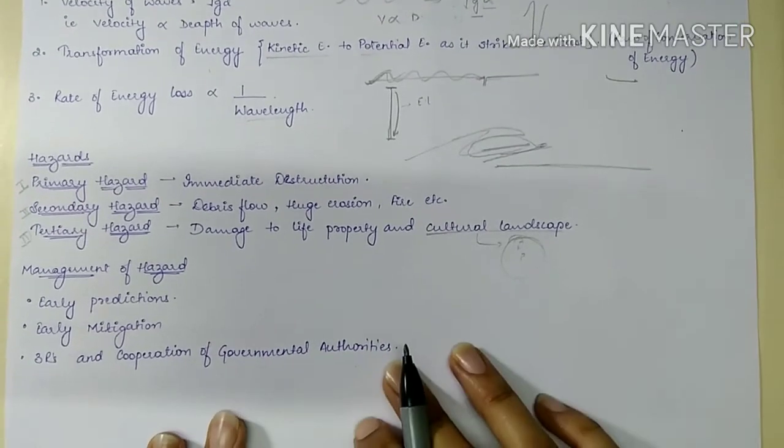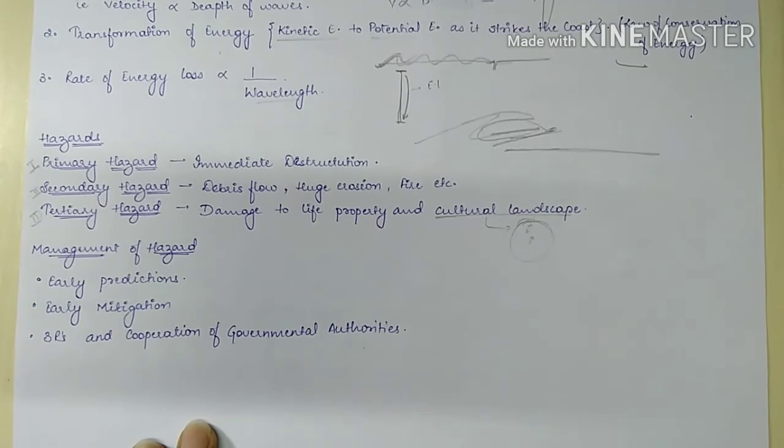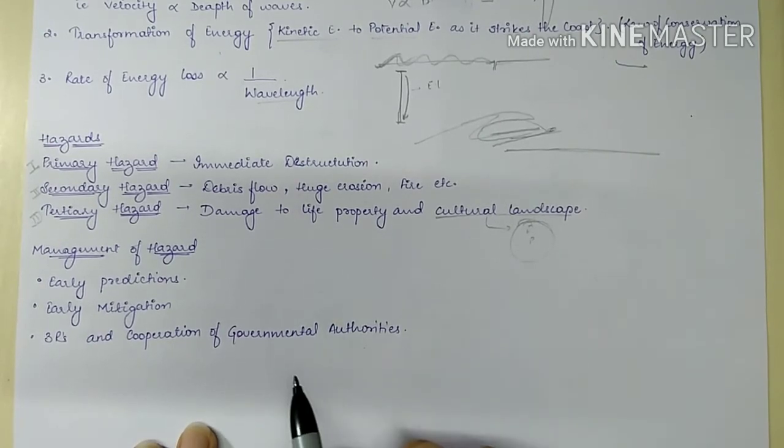Now, lastly, we see how we can manage these hazards. Early prediction, early mitigation, and rescue, relief, and rehabilitation, along with the cooperation of local governmental authorities, can help us to manage these hazards. So this was the basic idea about tsunamis.